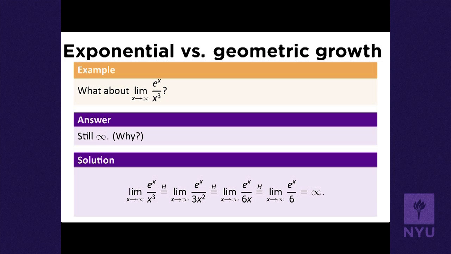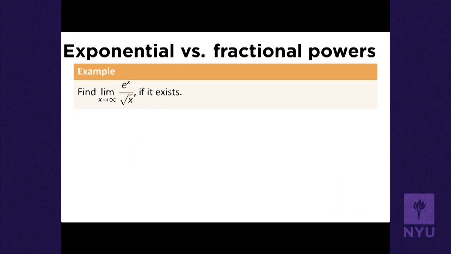Okay, so now you might see that the general pattern is not so much related to the power here, but the fact that this is some power function, and that differentiating it makes it a smaller power function. So how about this one, e to the x over the square root of x?